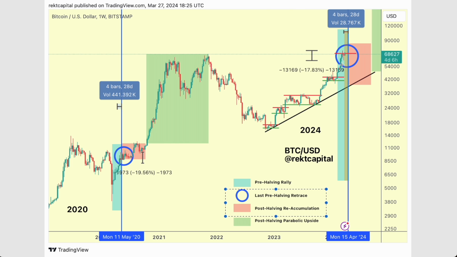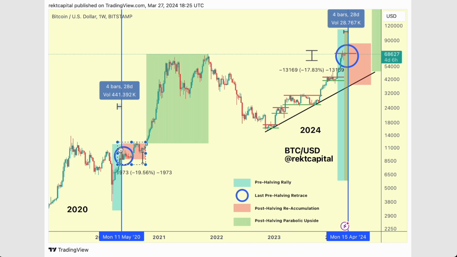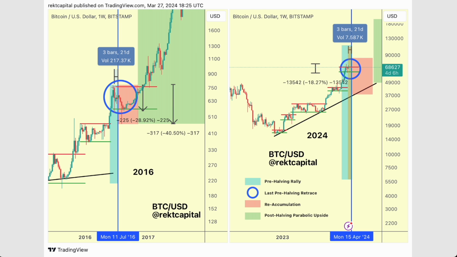So the goal of a pre-halving retrace is to develop a reaccumulation period. As you can see here, this is the red box. The pre-halving retrace bottoms and then moves sideways. 2020 showed that, and 2016 showed that to us as well. And the bottom of the pre-halving retrace, if you're taking into account candle-bodied bottoms here, is the bottom of this reaccumulation range.